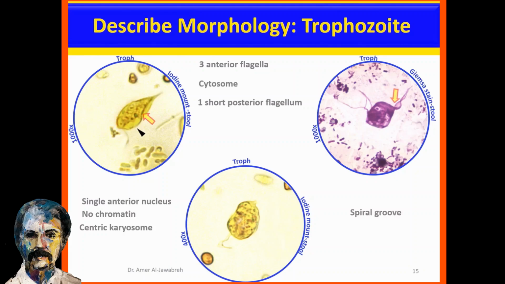No chromatin. Spiral groove. This is the spiral groove. If you see, this is the spiral groove, and it helps in moving. Maybe due to this spiral groove, it's just like somersaults and shaking and circular, rotary movement.